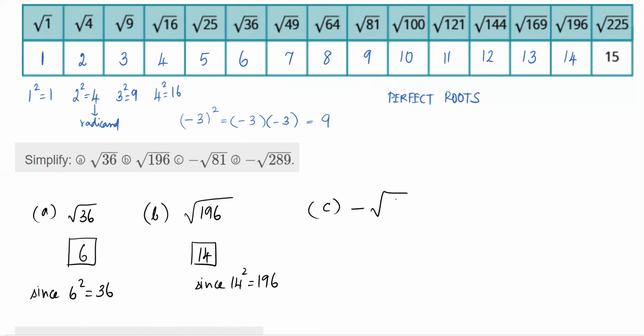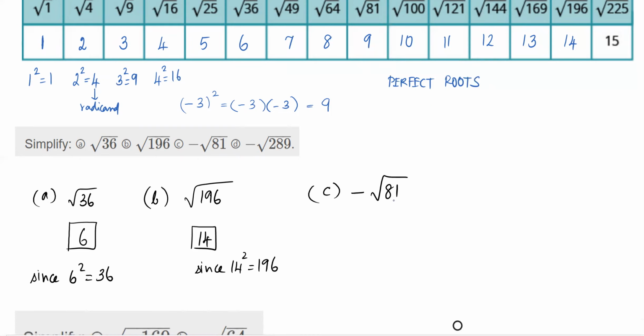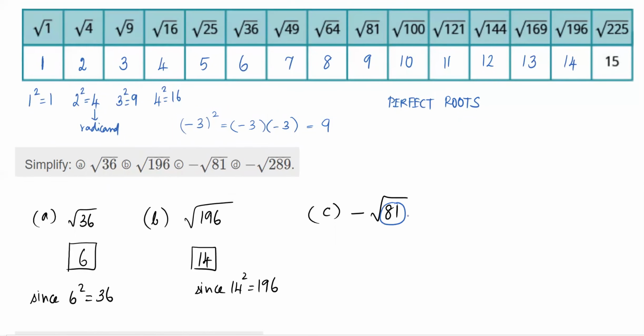Okay, C is negative square root of 81. What is your radicand? Remember again, the radicand is what comes under the radical symbol. So your radicand is 81 here. And that's what we're interested in finding. What times itself will give me 81? So if you scan your table, 9 squared is 81. What about the negative? Well, the negative will tag along outside so that you have negative 9 as your answer, because since 9 squared is 81. This negative that's outside the radical symbol has no effect in the calculation. It just gets tagged along into the answer.